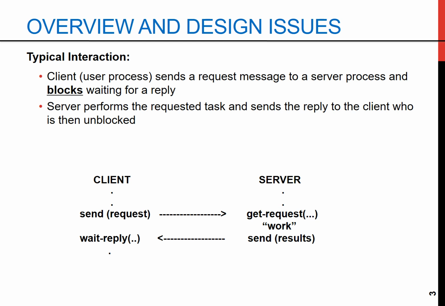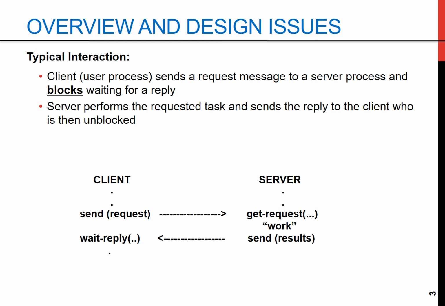Here we delve into the typical interaction pattern in RPC middleware. We'd like to highlight the fundamental client-server communication workflow, which is probably the most common communication pattern within distributed systems. In a typical interaction, the client, usually a user process, sends a request message to a server, and once the message is sent, the client enters what we call a blocked state, which means it pauses its operations and waits for a response from the server. Upon receiving the request, the server performs the required task or work as specified in the client's request.